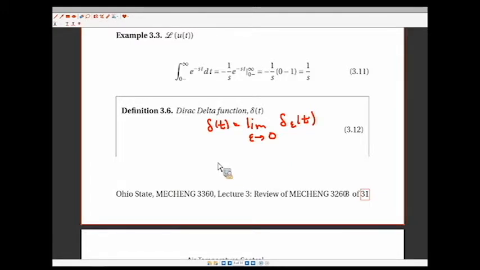Okay, so the limit as epsilon goes to 0 of this function called delta epsilon, where delta epsilon is equal to 1 over 2 epsilon for absolute value of t less than or equal to epsilon, and is equal to 0 for t greater than epsilon. So I'm reporting this how most undergraduate textbooks report it. It's actually a Gaussian function, it's a little more complex.